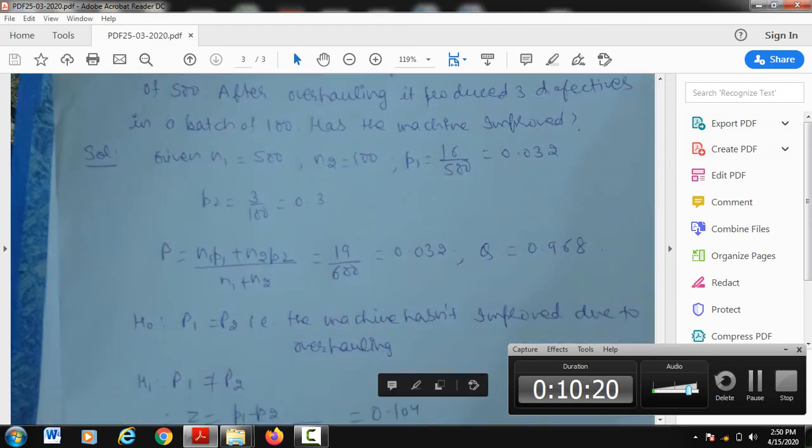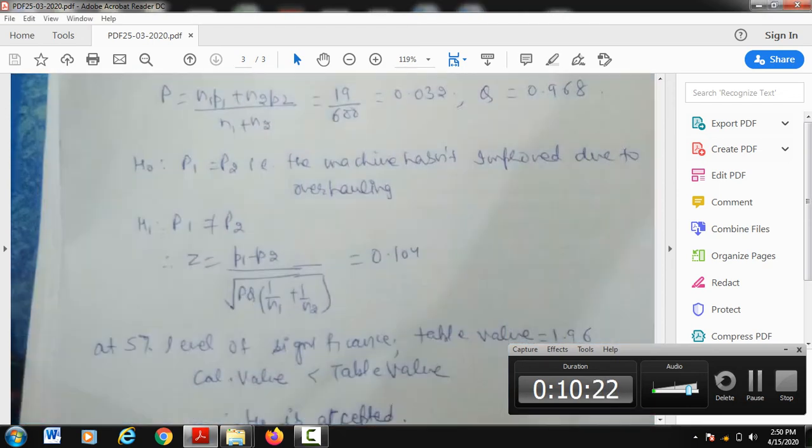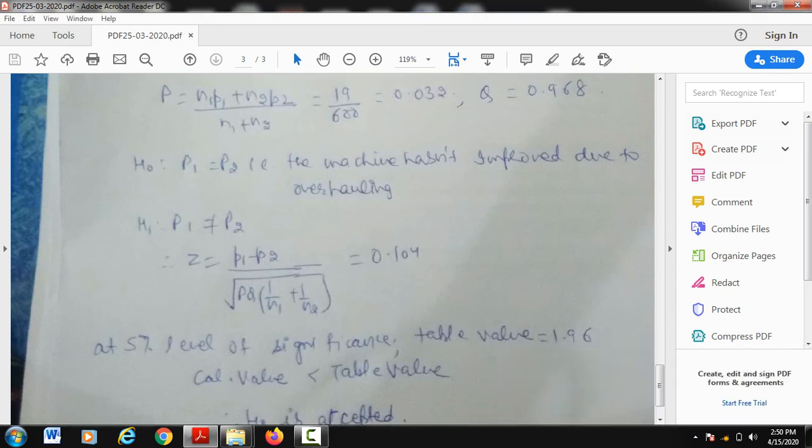So what we are going to discuss, H1 is given by P1 is not equal to P2. Now I will evaluate the Z statistic. The Z statistic is P1 minus P2 over under root PQ into 1 upon N1 plus 1 upon N2, which is given to you as 0.104. Now at 5% level of significance, the table value is 1.96.